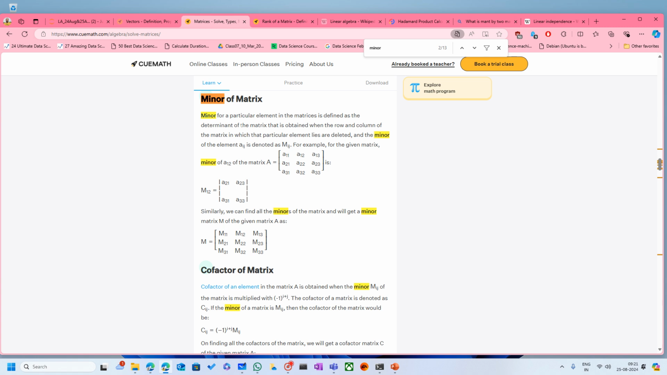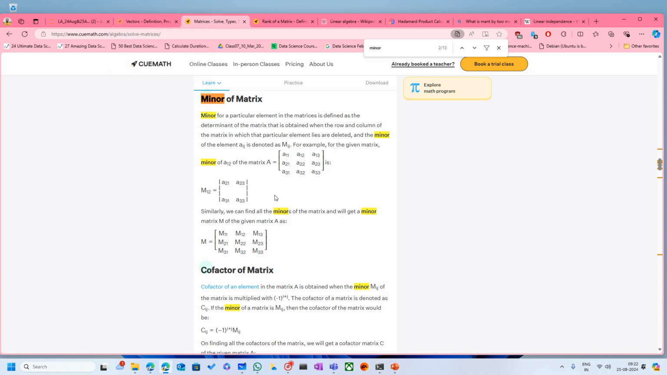The minor of a matrix for any particular element is obtained by deleting the row and column of that element and taking the rest of the elements. For example, for a11, delete the first row and first column, and you will get these four: a22, a23, a32 and a33. These four, 1 2 3 4, are for a11. You have to delete the first row and column. So that is the minor of a matrix.